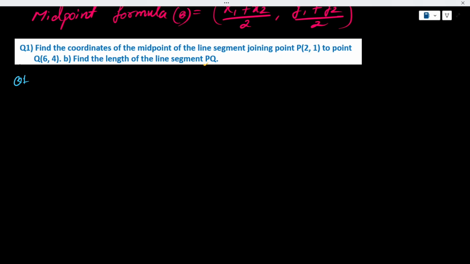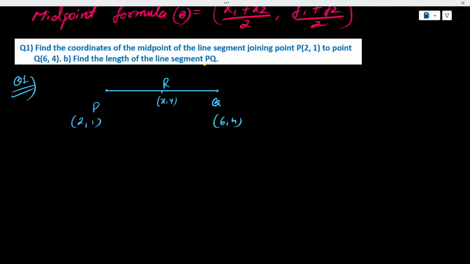So here, in question 1, they are saying the line segment joining P to Q. I'll take point P, and a line segment with endpoint Q. This is Q. What is the coordinate of P? It is (2, 1), and the coordinates of Q are (6, 4). I have to find out the midpoint. If I take R as the midpoint of PQ, then using the midpoint formula, if R's coordinates are (x, y), how are you going to get these coordinates?